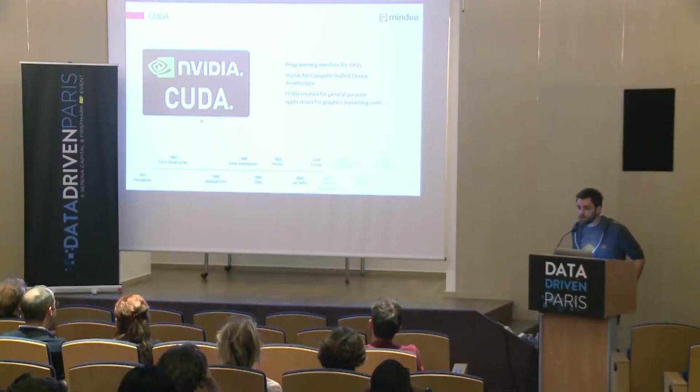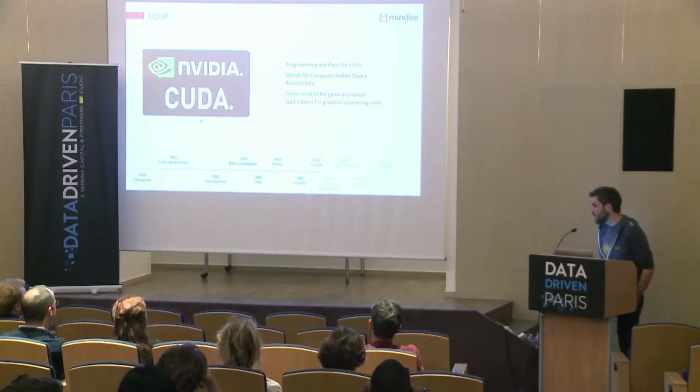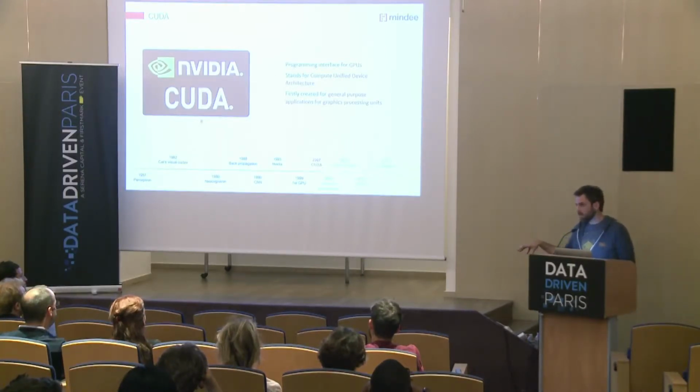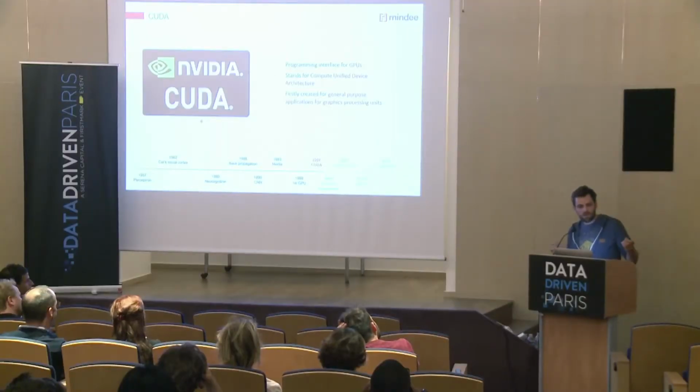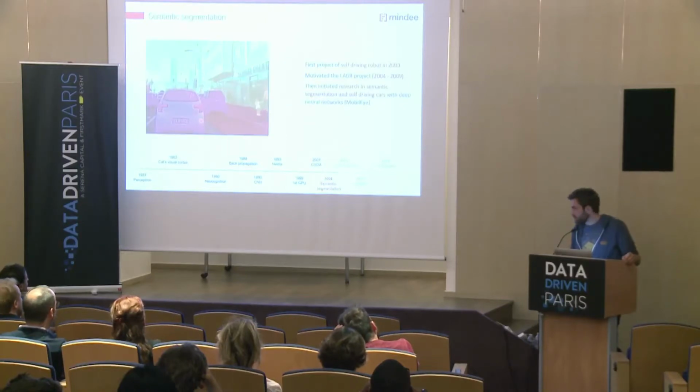In 2007, they created CUDA. CUDA is the API that made all the researchers able to code this GPU. And the real revolution of deep learning, I think, is just about to happen in 2009, 2012. But CUDA made all the developer community able to code the GPU and to train some algorithms.